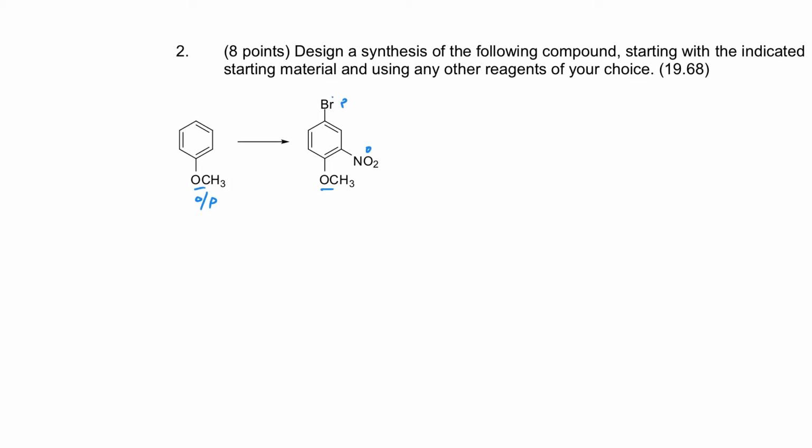I think it's better to put the bromine on first because it's only weakly deactivating, and it will also block the para position from addition of the NO2. If we put the NO2 on first, we'll have an even slower reaction for the final one because we're putting this strong deactivating group on. So let's put the bromine on first.